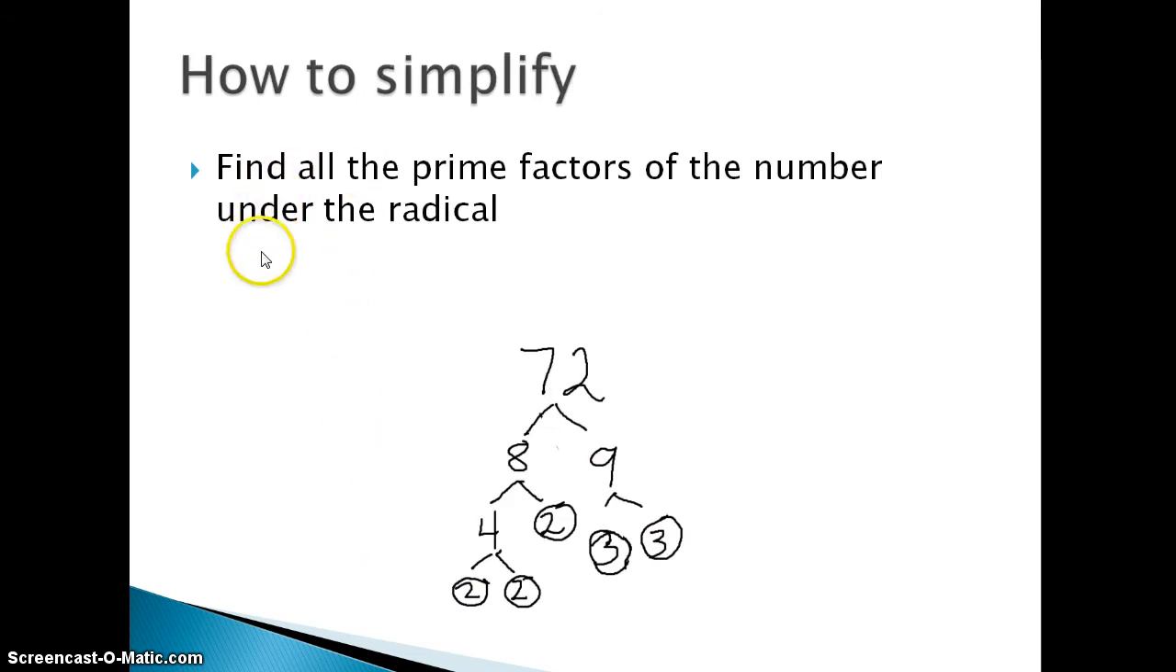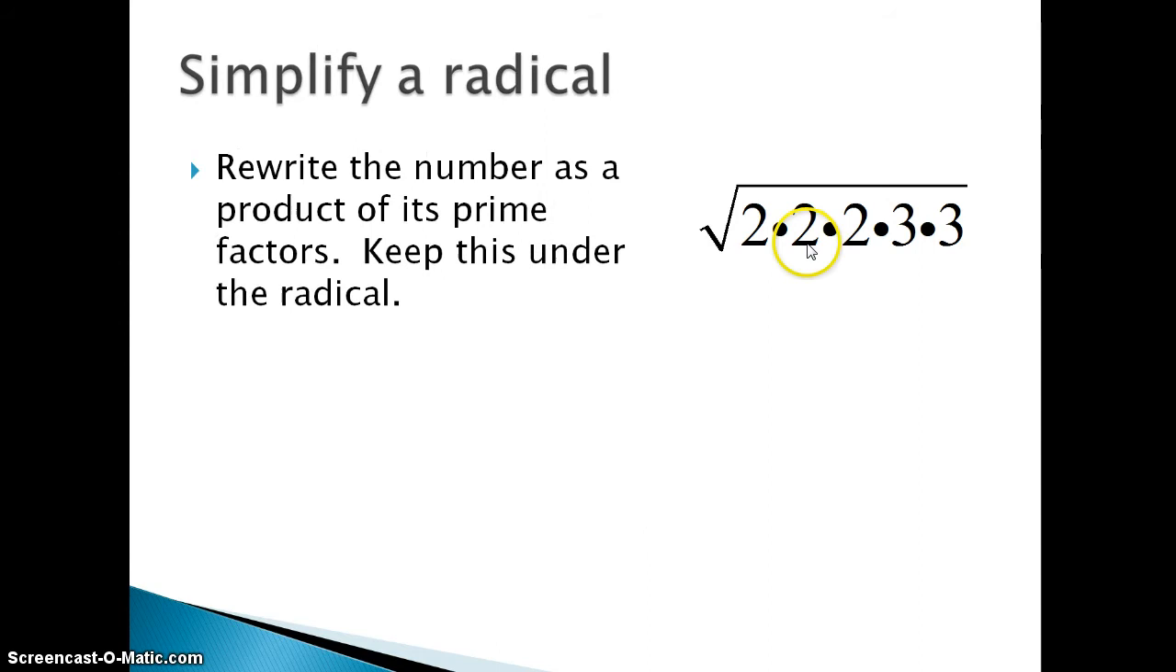So here we go. How to simplify. First of all, do a factor tree. Remember, circle all of your prime numbers. If you do the upside down cake method, all the numbers on the outside will be prime. The next thing I'd like you to do is to rewrite all that factoring under the radical. This is still 72. 3 times 3 is 9. There's your 9. And 2 times 2 times 2 is 8. So here's my 8 times my 9, which still gives me 72.